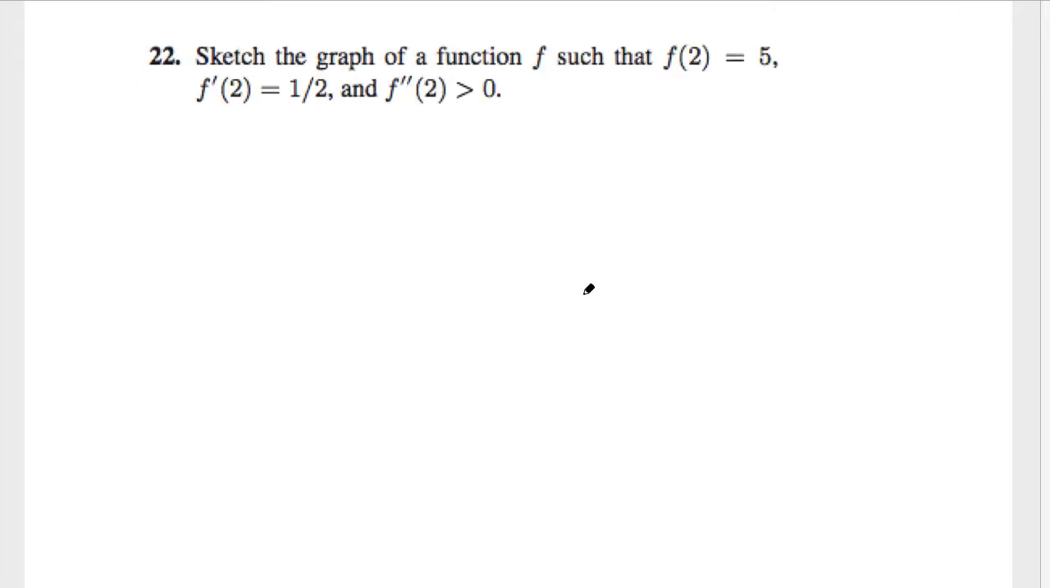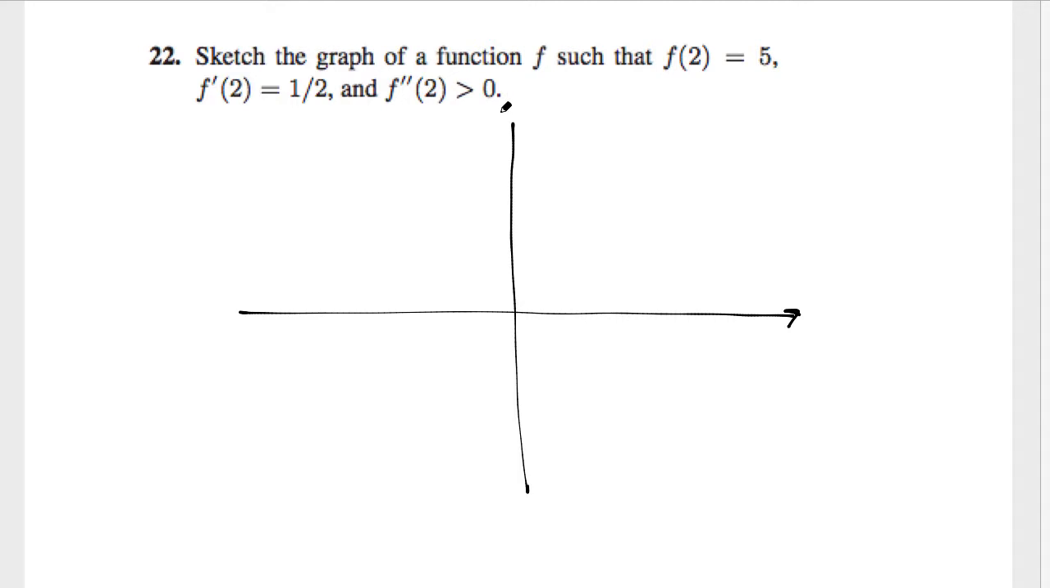For question 22, we're asked to sketch a graph with certain specifications for our first and second derivatives, as well as the value for our function. So I'm going to start just by sketching a set of axes. I'm going to sketch them nice and big, although apparently not very straight, so that I can sketch anywhere on them. So here are our sets of axes.